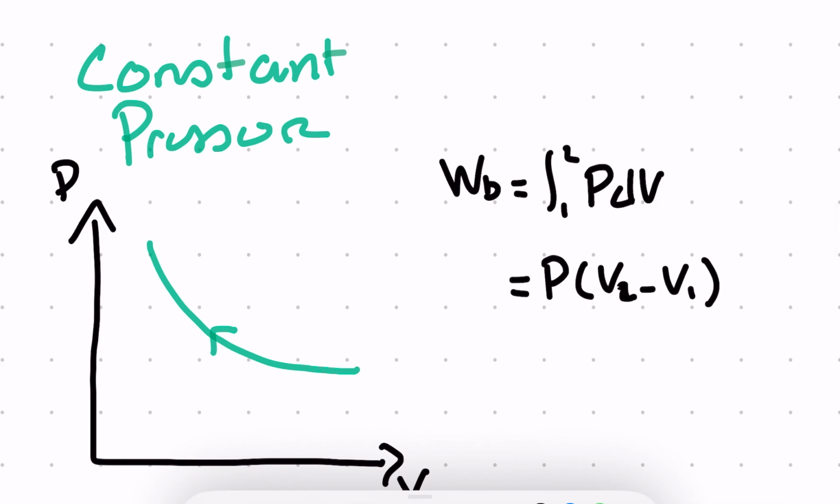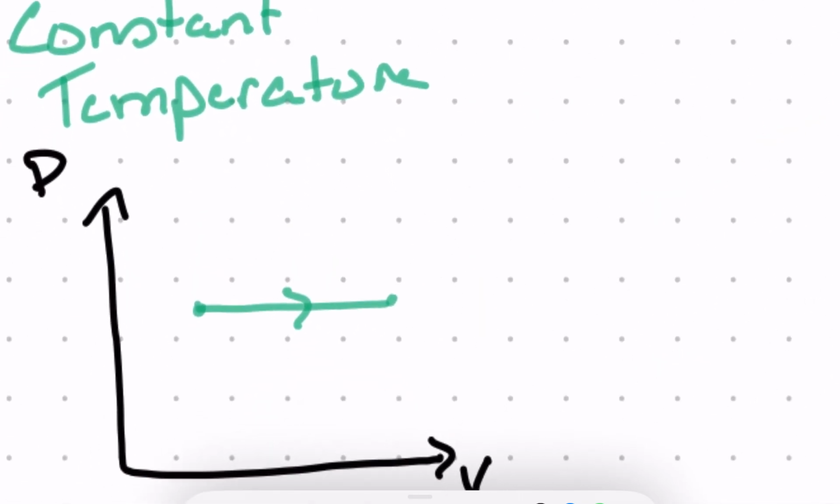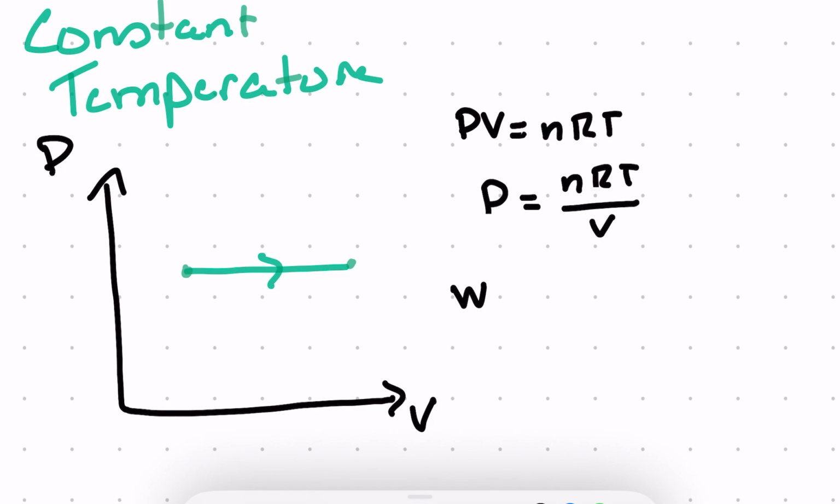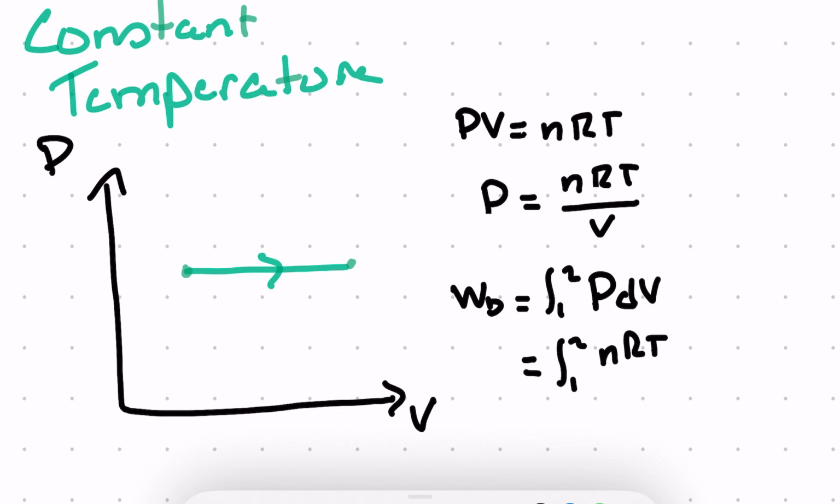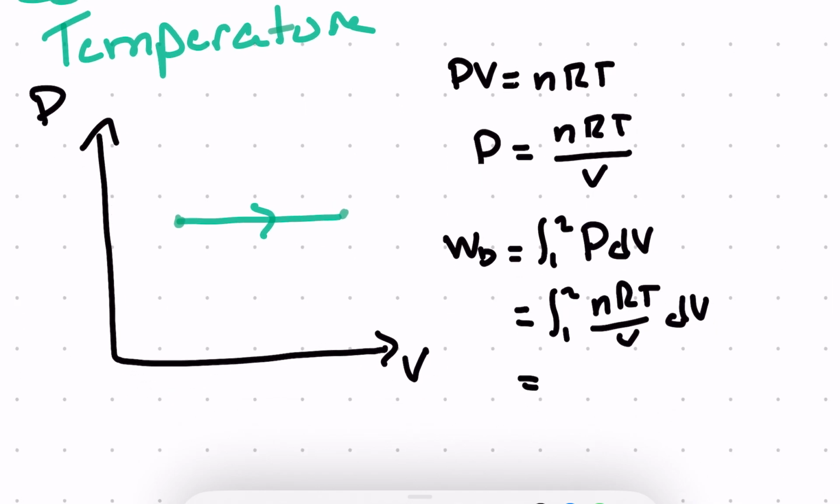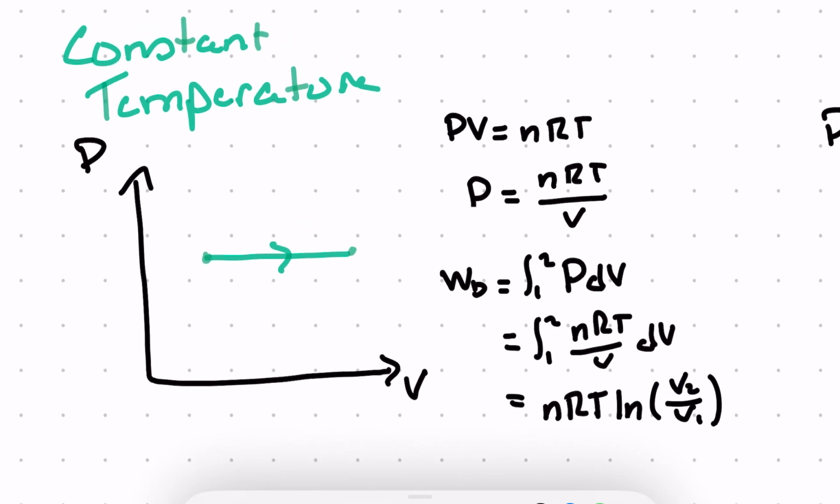For constant temperature processes, we use the ideal gas equation to replace P with mass times R times temperature divided by volume. We consider m, R, and T to be constants, and we integrate with respect to the volume. We find that the boundary work is equal to mRT multiplied by ln of V2 divided by V1.